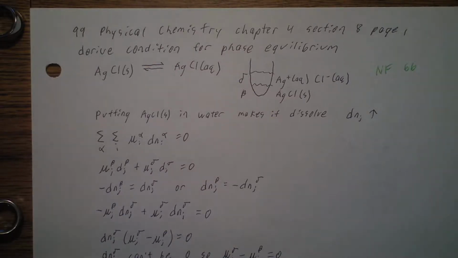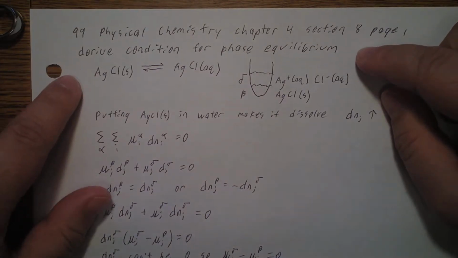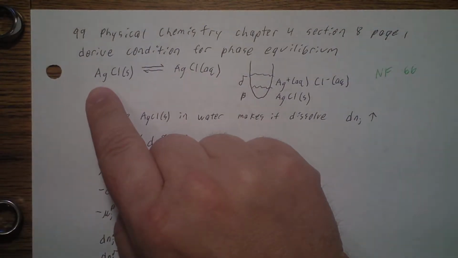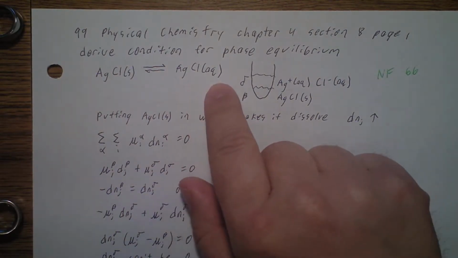Continuing on physical chemistry, chapter 4, we're beginning section 8 now. So now we're going to derive the condition for phase equilibrium. So let's say that we have silver chloride solid in equilibrium with silver chloride aqueous.